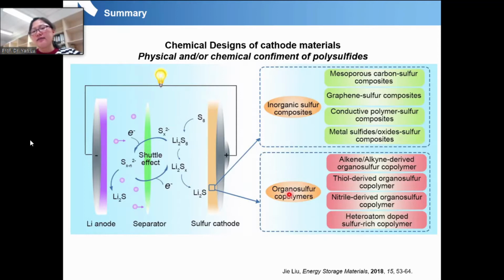And on the other side, for this organosulfur, you can always use sulfur to form a carbon-sulfur chemical bond in your system. In that case, this chemical bonding of sulfur into your polymer system will, of course, have a very good affinity to polysulfides, and then the electrochemical performance can be improved. So this is the main strategy we can use for the design of the cathode material.